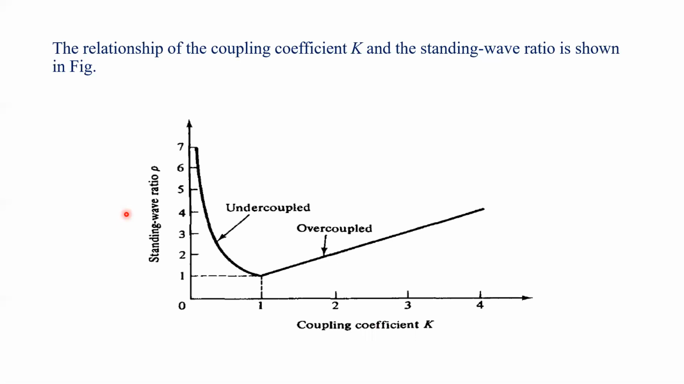This figure depicts the relationship of the coupling coefficient K and the standing wave ratio rho. As the standing wave ratio rho decreases, the coupling coefficient increases. It is known as undercoupled. Up to unity, it will decrease, and after unity, as the coupling coefficient increases, the standing wave ratio also increases. This is called overcoupled.